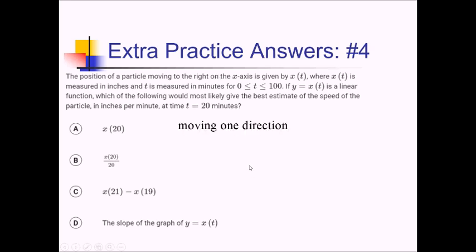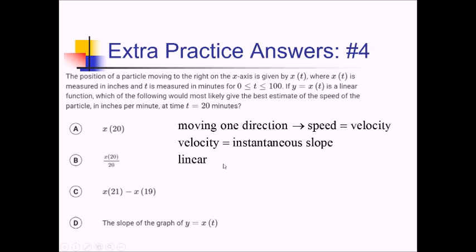That means that, since we're moving in one direction, speed and velocity are going to be the same thing on this problem. And velocity in general is the instantaneous slope of position, x of t. Now, since x of t is a linear function, the slope is going to be constant. So we just have to find the slope of the x of t function, and that will tell us the velocity, which is the speed on this problem. Looking at our answer choices, choice D says the slope of the graph of x of t. So that's definitely what we're looking for here.